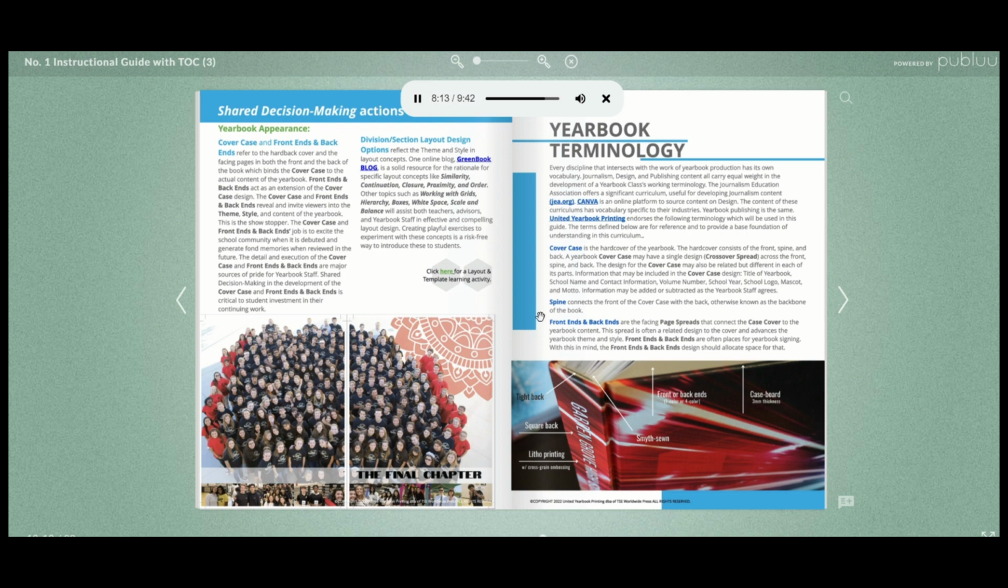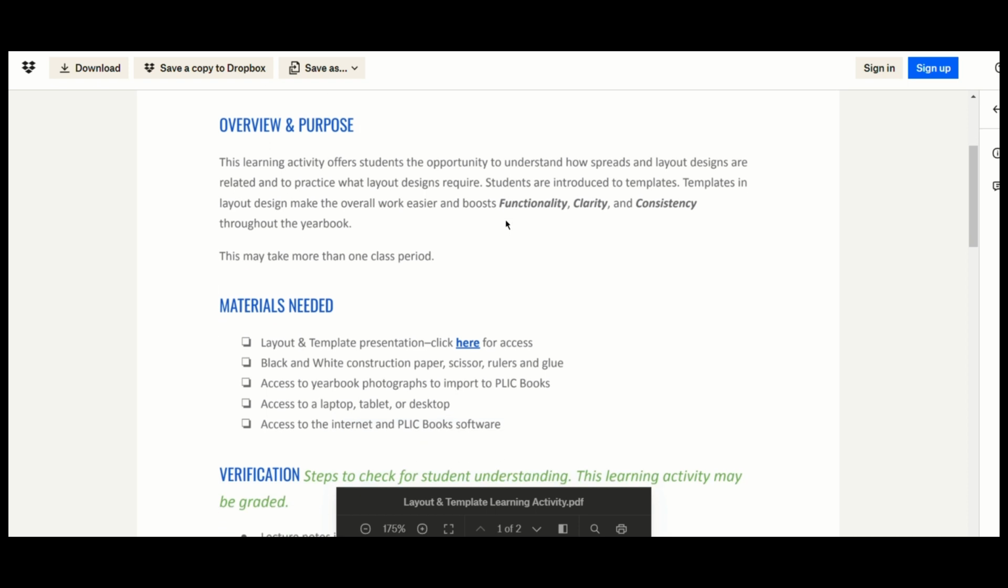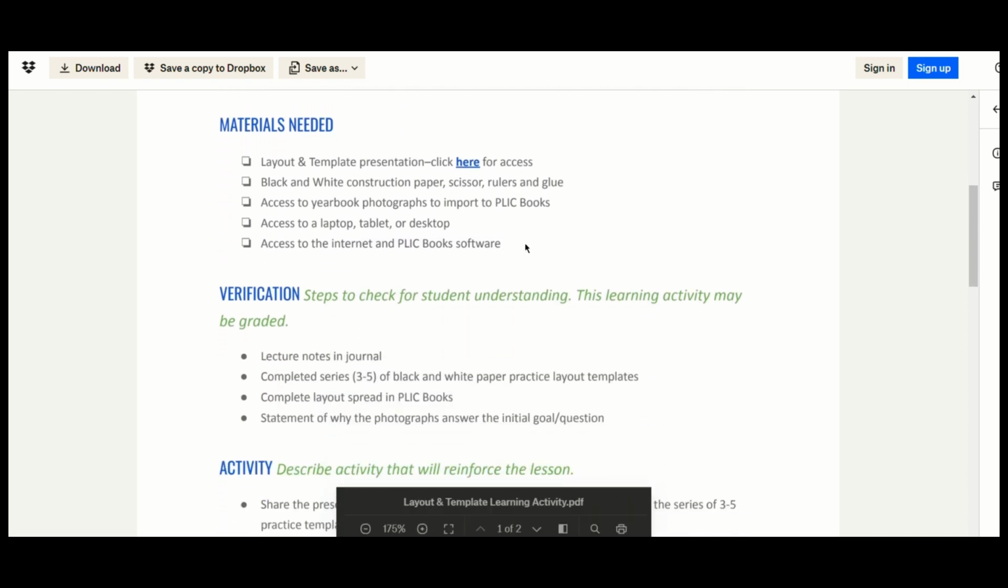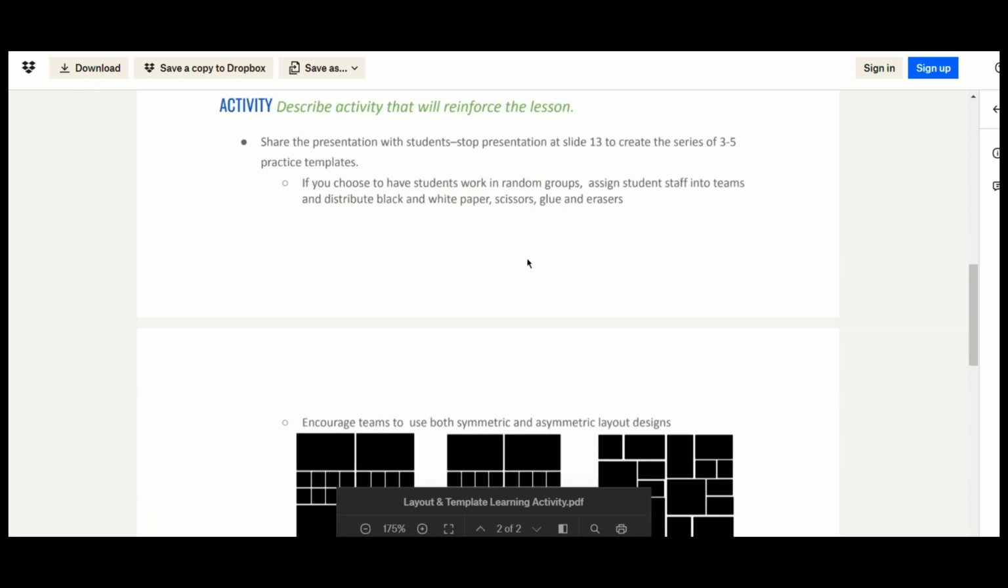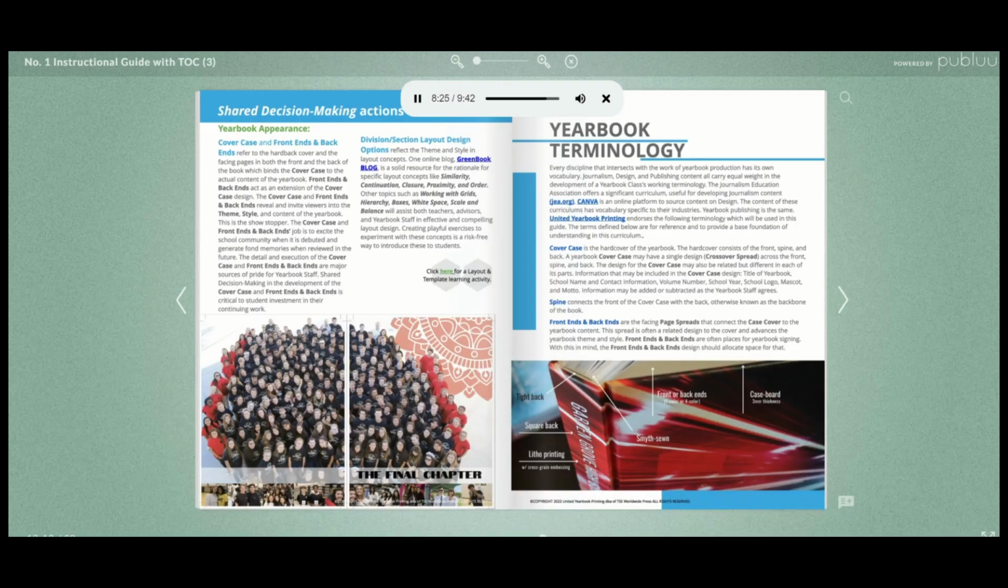This learning activity offers students the opportunity to comprehend how spreads and layout designs are related and to practice what is required. Students need to learn yearbook terminology. To build the yearbook, they must first understand the vocabulary. We've included a basic terminology you can go over with your students to help them dip their toes in the water and broaden their knowledge.